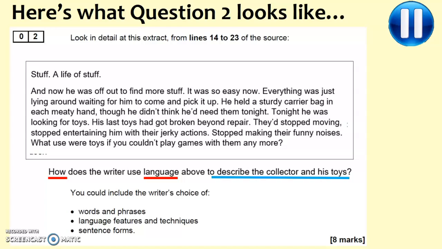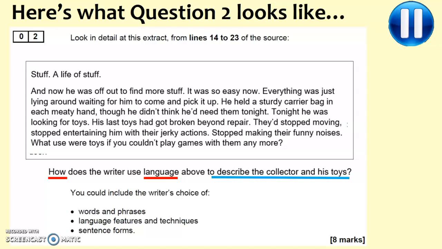Beneath it, I've highlighted some of the key words, though typically the question is worded the same. How does the writer use language above to, in this case, describe the collector and his toys? So the key word there in red is certainly language, of course. This is only looking at things like word choice and things like similes and metaphors, those sorts of methods. The key word for me, as I always say to my classes, is how. How does the writer use language? So of course they use language, but how?